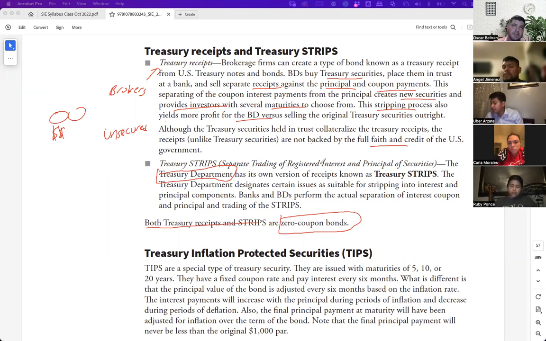So once again, what are zero coupon bonds? They don't pay interest. There is no interest until the end, right? That's when they pay back at the end. Right. All right, let's keep going.